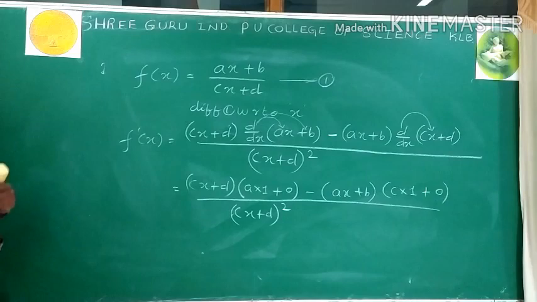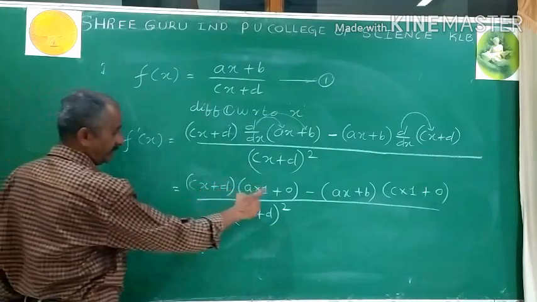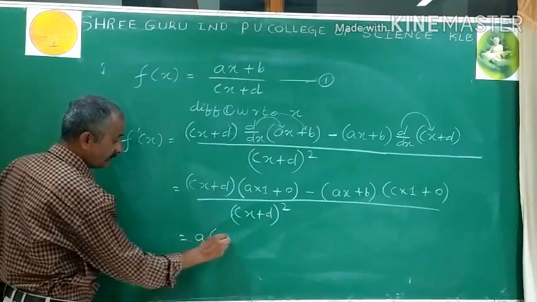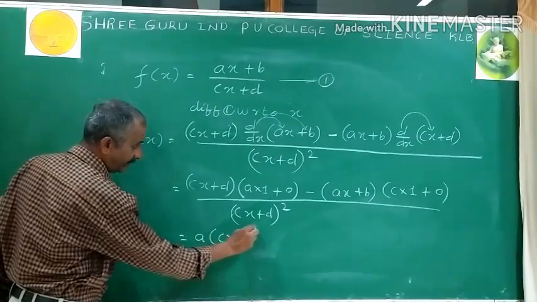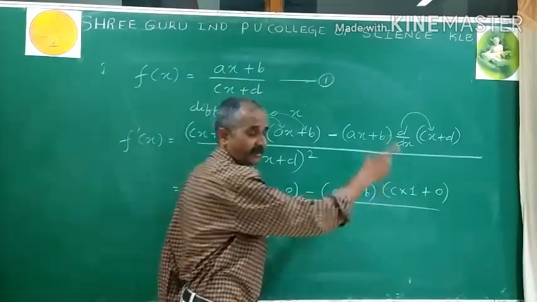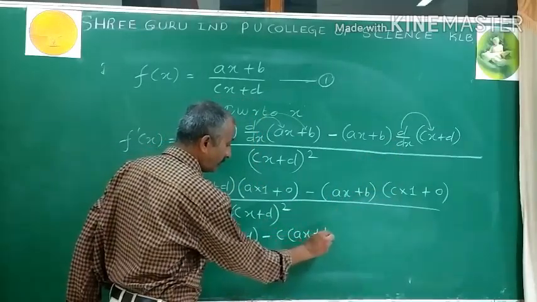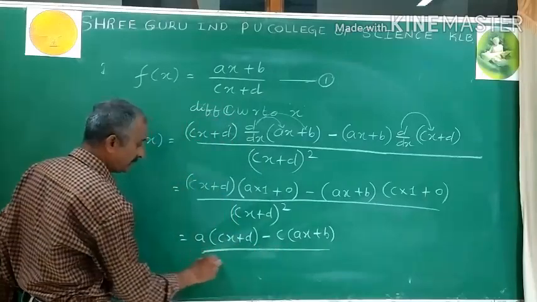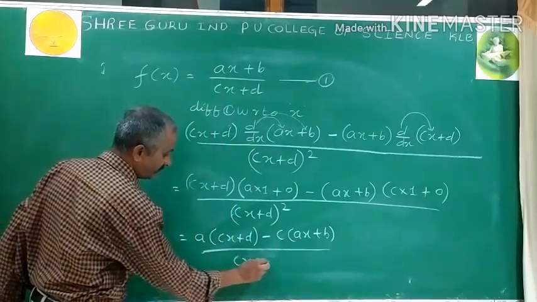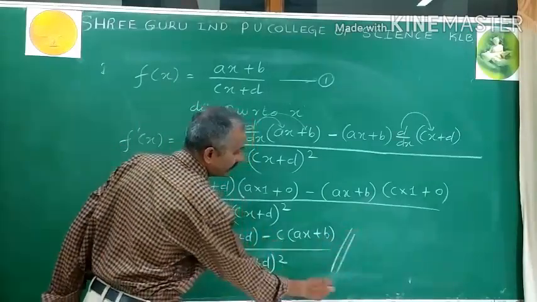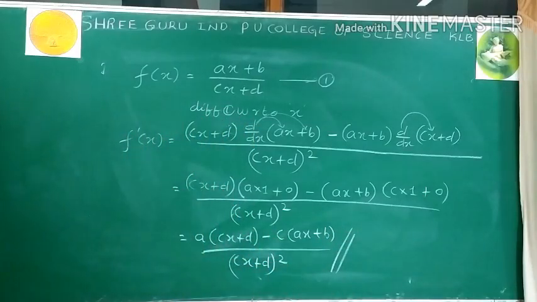And final simplification: a into 1 is a, and a plus 0 is a, total a into (cx plus d) minus, similarly here c plus 0 is c, into (ax plus b), whole divided by (cx plus d) whole square. And that's f dash of x for the given function.